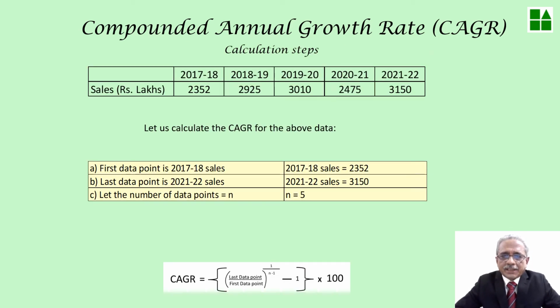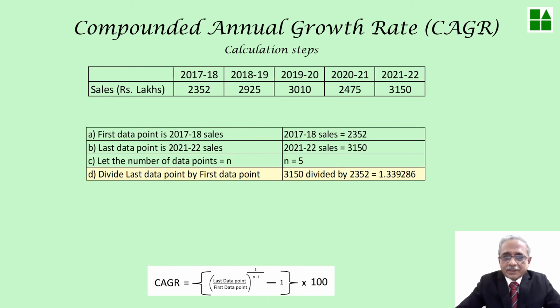The first data point in our example is for the year 2017-18. It's 2352. The last data point is the data for 2021-22 sales, which is 3150. The number of data points in our example, n, is 5. So what do we do? We divide the last data point by the first data point. 3150 divided by 2352, which gives us, as you see in this slide, 1.339286.